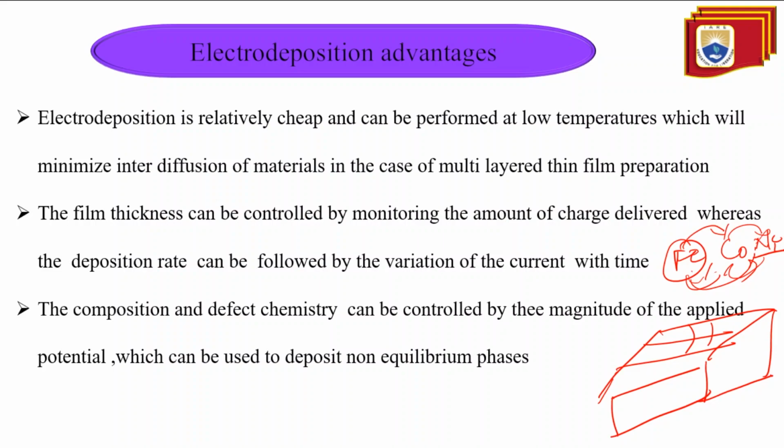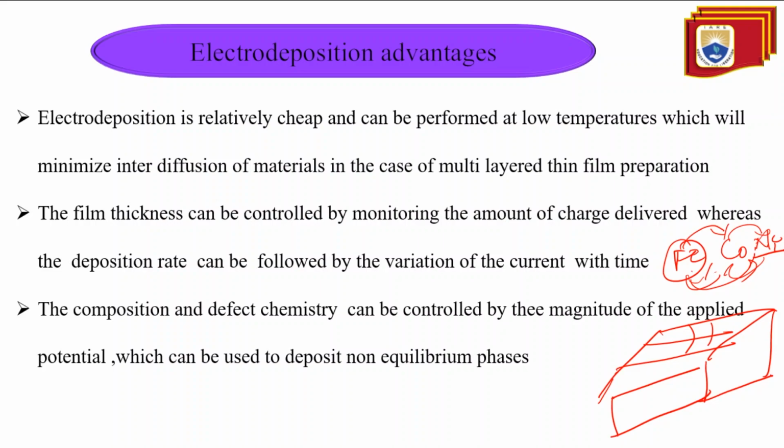And moreover, the composition and defect chemistry, the composition of the film that is grown on the substrate, can be controlled by the magnitude of the applied potential. That means if you try to change the potential, the deposition rate also fluctuates. Whatever the deposition rate and whatever the yield of the thin film can be easily controlled.